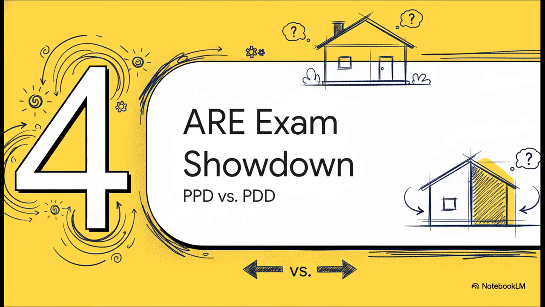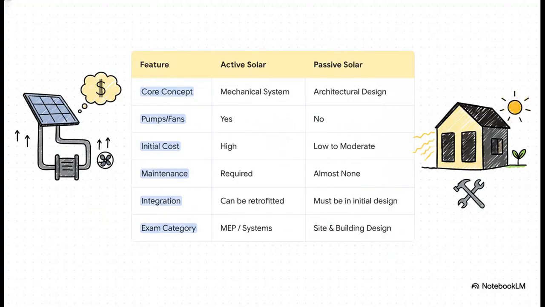So the big question is, how does NCARB actually test you on these two different approaches? Well, it all comes down to understanding which phase of design you're in. Think of this table as your secret weapon for those tricky multiple choice questions. It lays it all out. Passive is all about the initial architectural design. It's low maintenance and is tested as a site and building design strategy. Active, on the other hand, is an MEP system. It has higher costs, requires maintenance, and it can be added on later.